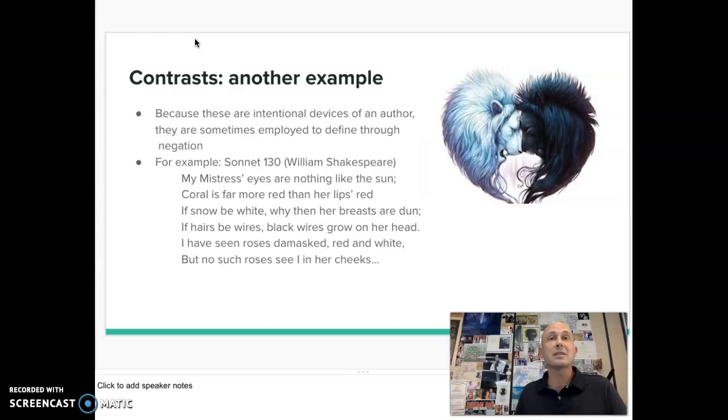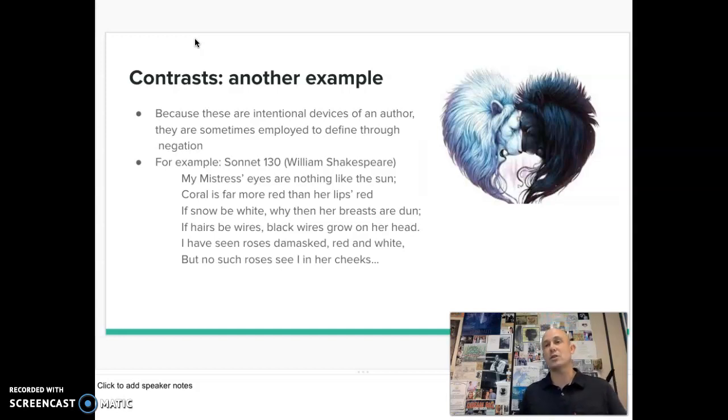My mistress' eyes are nothing like the sun. Coral is far more red than her lips red. If snow be white, why then her breasts are dun. If hairs be wires, black wires grow on her head. I have seen roses damasked red and white, but no such roses see I in her cheeks. So he's comparing her based on everything that she isn't.